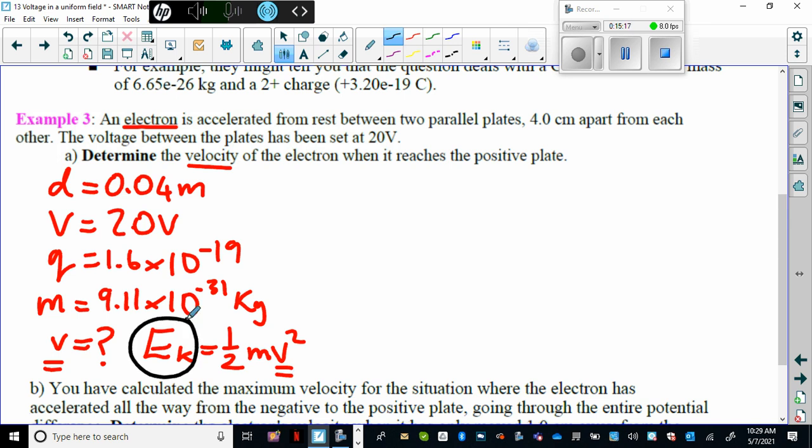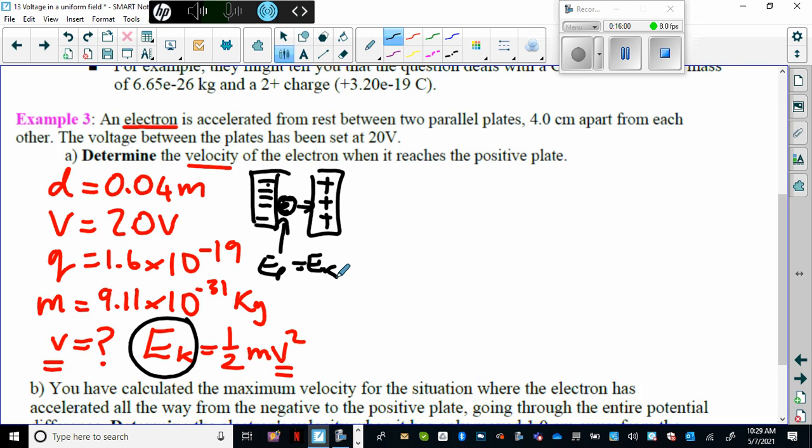It says an electron is accelerated from rest between two parallel plates. So in other words, it was all potential energy, and all that potential energy was converted into kinetic energy. You have two plates here. This one's positive. This one's negative. Here's your electron. It accelerates towards this one from rest. So its initial kinetic energy is 0, and then it accelerates towards the plate, and all of the potential energy that it has at this point here is turned into kinetic energy.